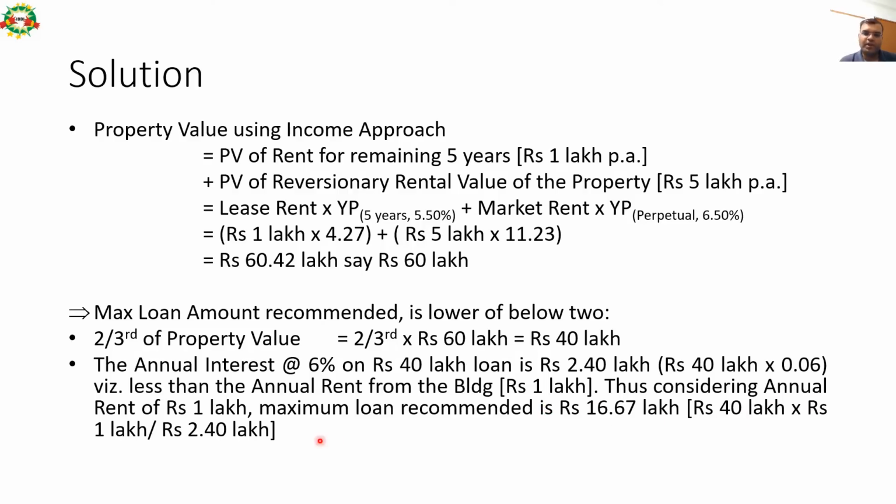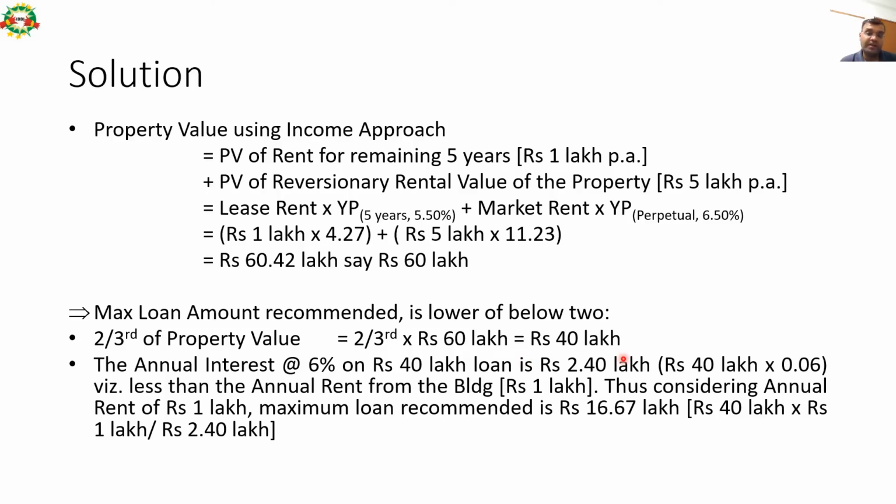Thus, considering an annual rent of 1 lakh rupees, the maximum loan recommended is 16.17 lakh, that is equal to 40 lakhs multiplied by 1 lakh divided by 2.4 lakh. So for this 40 lakh rupees of loan, the mortgagor will be required to pay 2.4 lakh rupees of interest annually.